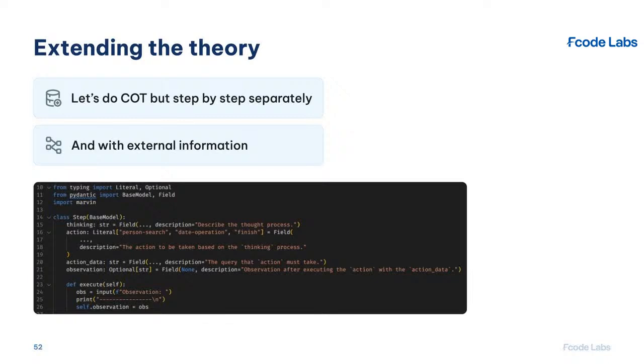And alongside the action, we can send some action data and an observation field. The LLM doesn't do anything to the observation field. When we run the step using the execute method, it's going to call the person API and get the result and fill the observation field. So here, instead of calling, I just type the result in the input field and set it into the observation field directly.